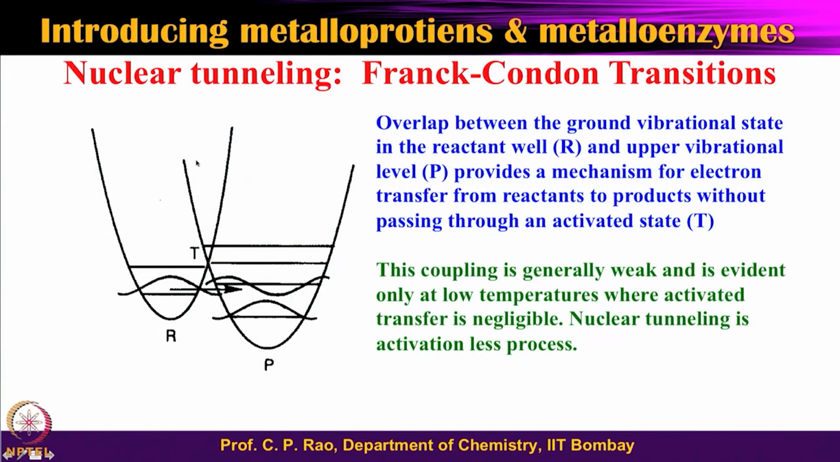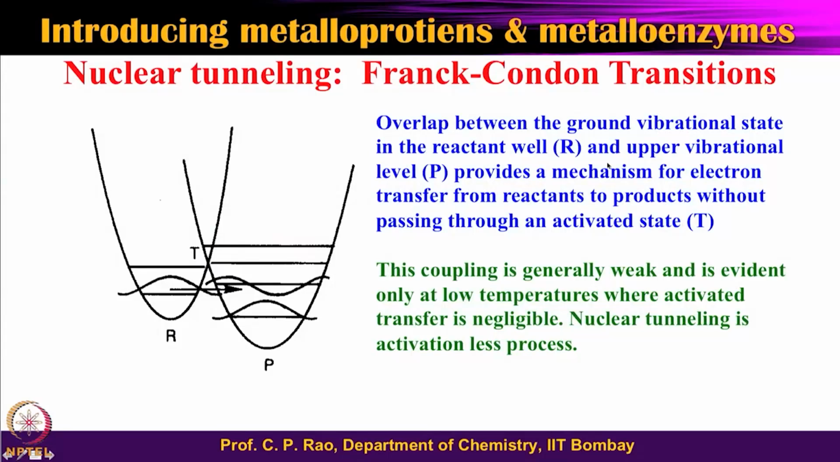Now, let us look at electron transfer. When you say electron transfer, we should always be reminded of something called the Franck-Condon principle. What is the Franck-Condon principle? In Franck-Condon transitions, you talk about vertical transitions: during the electronic transition there is no change in the nuclear coordinates. That is what is called a vertical transition. The overlap between the ground vibrational state in the reactant well and the upper vibrational level provides a mechanism for electron transfer from reactants to products without passing through an activated state.